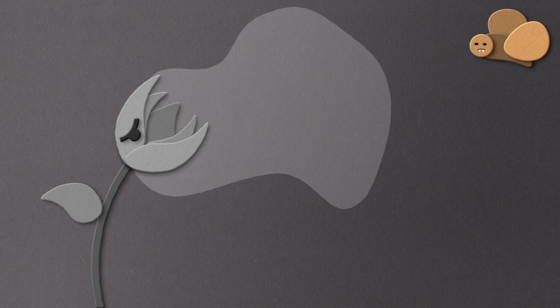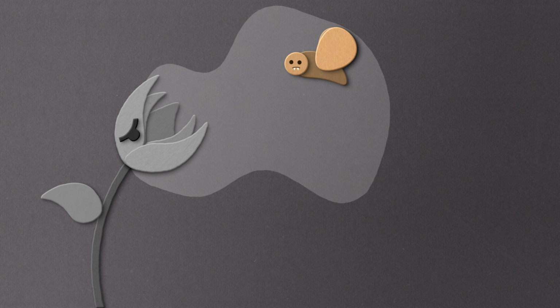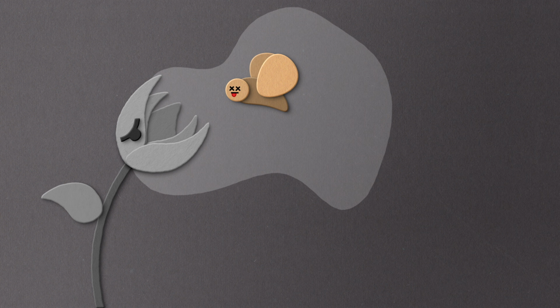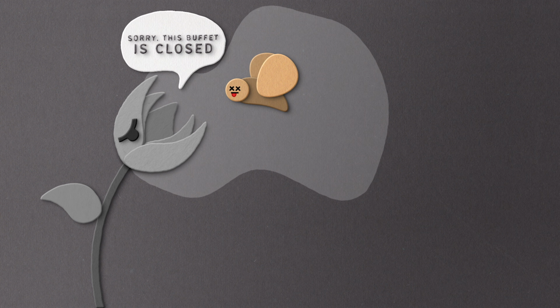But terpenes aren't always about sweetness and light. Some plants release terpenes with a strong, bitter, or even toxic scent to ward off herbivores. It's like the plant's way of saying, sorry, this buffet is closed.